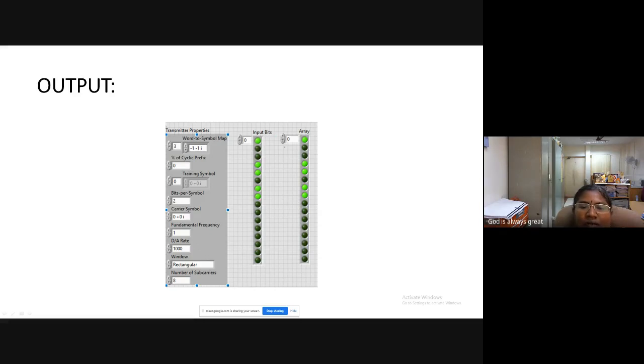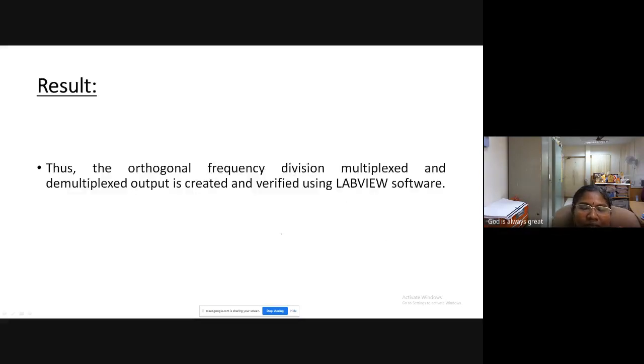For the 8 outputs, we have given the inputs as 1 0 0 1 1 0 1 1. Finally, at the receiver end, you will get the same 1 0 0 1 1 0 1 1. Thus, the orthogonal frequency division multiplexed and demultiplexed output is created and verified using LabVIEW software. So even during pandemics, you can easily study and ask the students to write the code in LabVIEW and see the outputs, which will give them a very clear explanation, as if they were doing it using real oscillators; you can get your output.